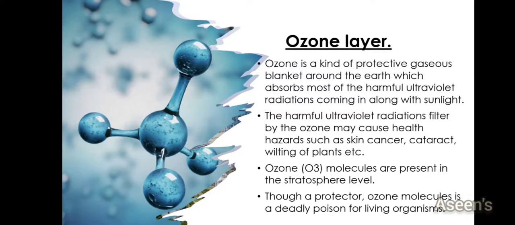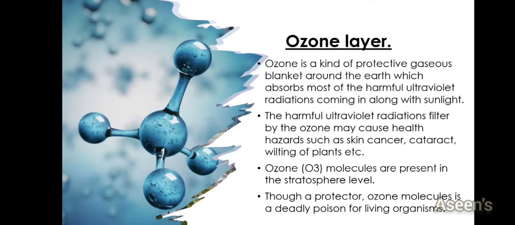So we don't want that. Hence this ozone layer will protect us from such ultraviolet radiations. So now this harmful ultraviolet radiation, as said before, can cause skin cancers, cataract, wilting of plants, etc. You cannot just mention a few here. We have got a lot of defects which might be happening due to this harmful ultraviolet radiation, which is being filtered by one and only the ozone layer.